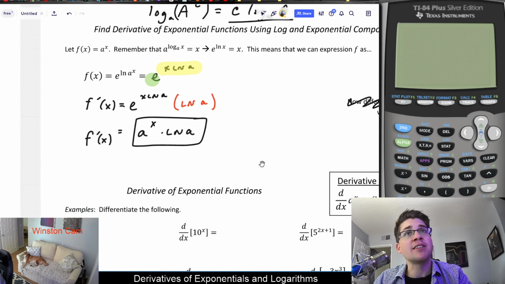Anyways, in the next video, let's practice a few examples of solving derivatives using these rules.